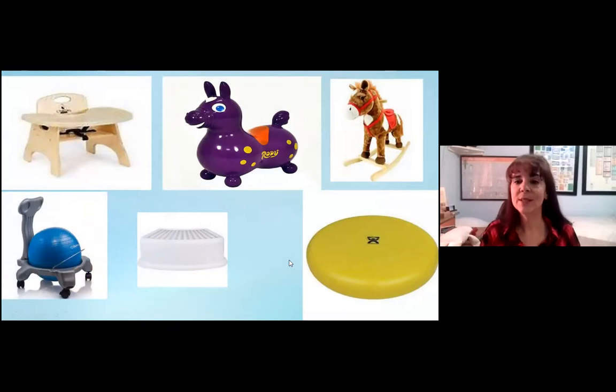And then these are just some simple toys, right? Basically, Rody, there's all kinds of versions of Rody. There's adaptive chairs, little wooden chairs, and these are pretty easy to come by. They're not super expensive. For kids who W-sit, I often use step stools and chairs.